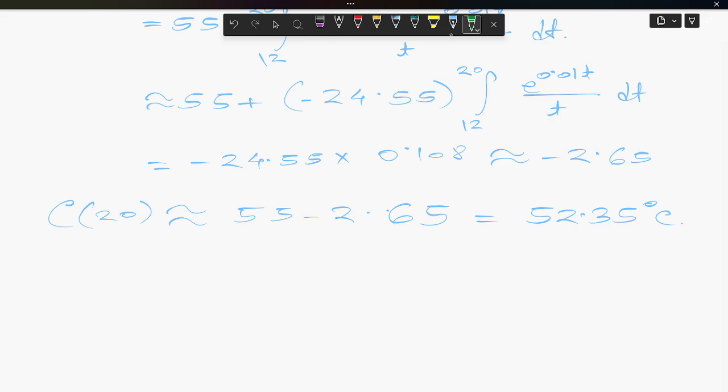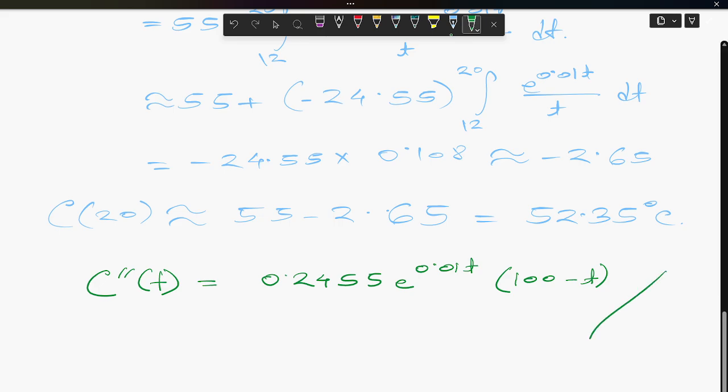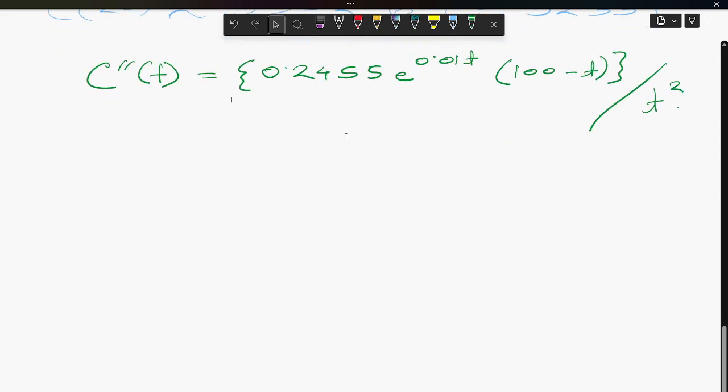So determine if the temperature is changing at an increasing or decreasing rate. Given C''(t) is equal to 0.02455 e to the power 0.01t into (100 minus t), the whole by t squared. Very good. So now we are going to analyze this thing which is happening here.